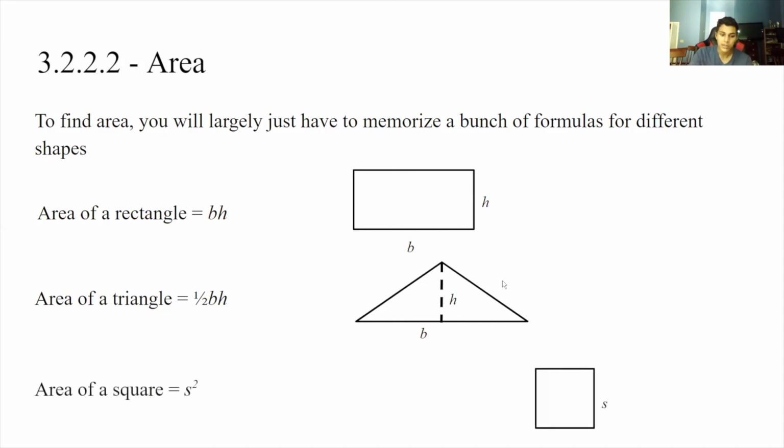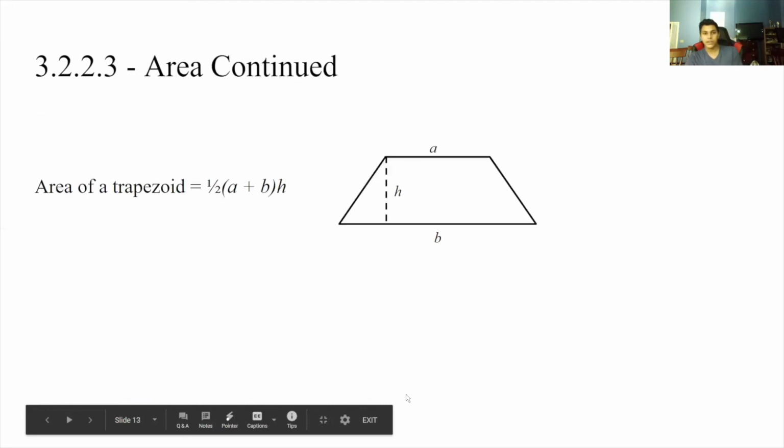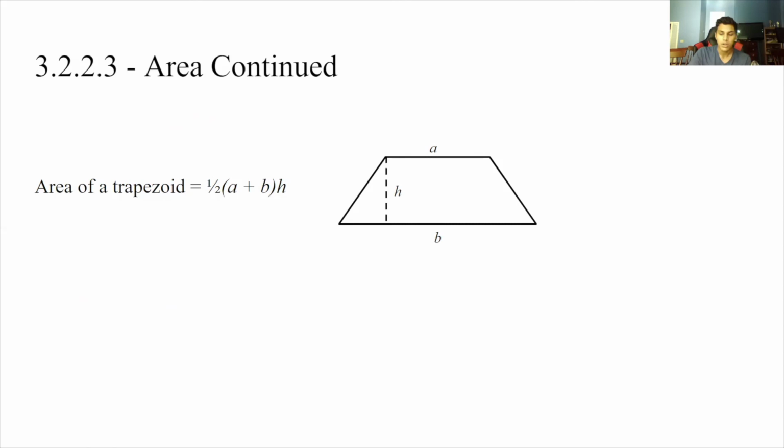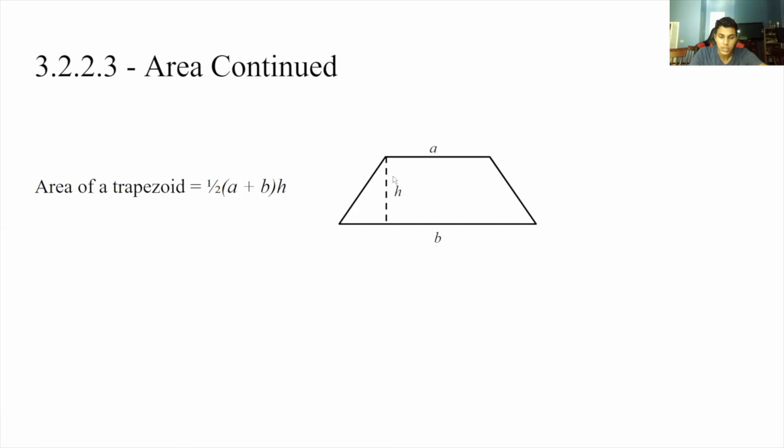And then we talked about the area of a square, which is s squared, because a square is basically just a rectangle where all of the sides are equal. So therefore, the base and the height are equal. So s squared equals bh. Then we continued with area and talked about how to find the area of a trapezoid, which is 1/2 times a plus b times h. And the reason that this works is because if you divide it up into two triangles, they're going to have bases a and b, and they're also going to have height h. So therefore, 1/2 ah and 1/2 bh will be the area of the triangles that make up the entire trapezoid. So 1/2 times a plus b times h will be the area of the entire thing.